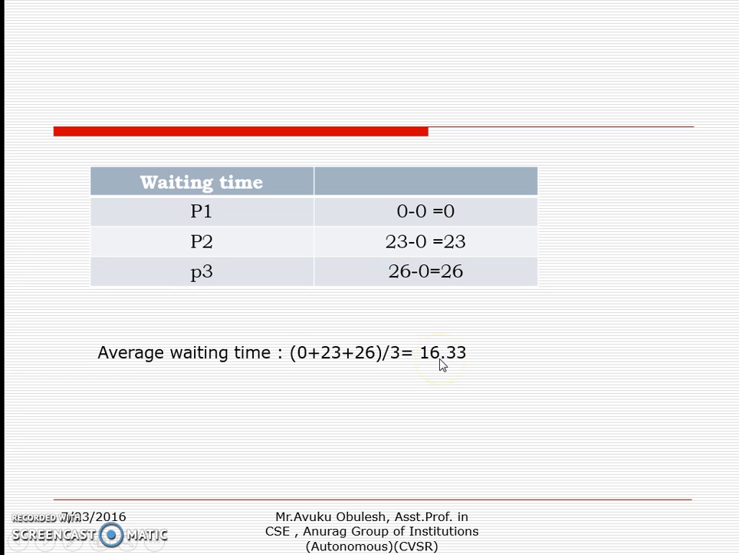The main disadvantage of first come first serve is that if any process comes first with the highest burst time, the remaining processes must wait until the completion of that first process. Another drawback is that the average waiting time is very long.